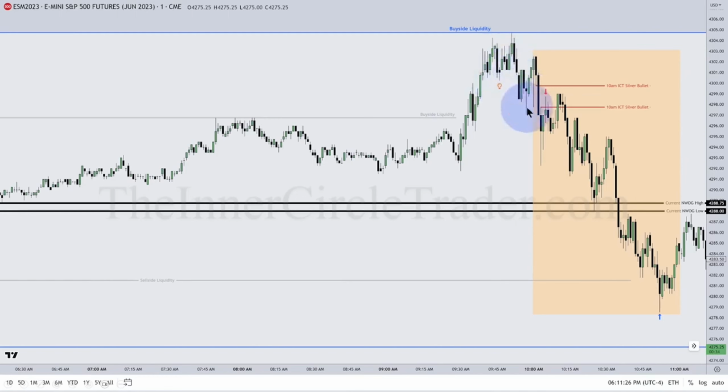Small little imbalance here. This right here, that move right there, that is the 2022 ICT mentorship model. So buy side taken into a premium, shift in market structure, fair value gap, trades up into it, there's your sell, go short. What do you aim for? Relative equal lows and liquidity. And if you want to be overzealous, you can aim for the weekly gap low. I personally wouldn't have, but for the sake of argument, you could have.